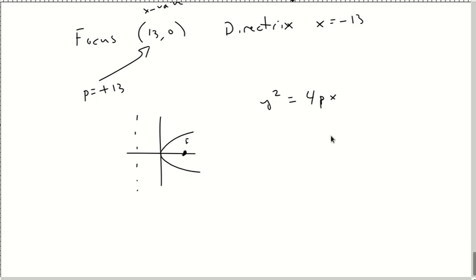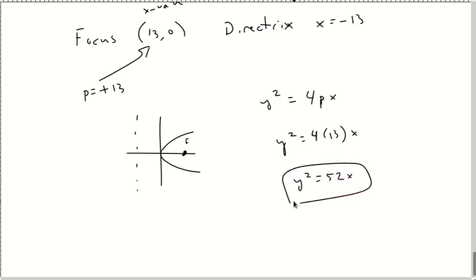We already know that p is equal to 13. And so we got 4 times 13. And then 4 times 13 is 52. And we're done. Okay, cool.